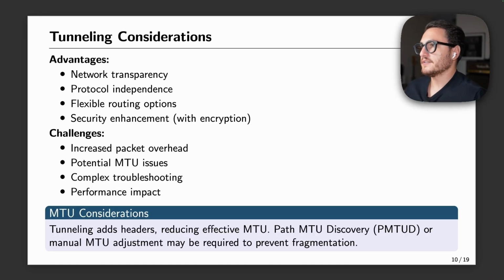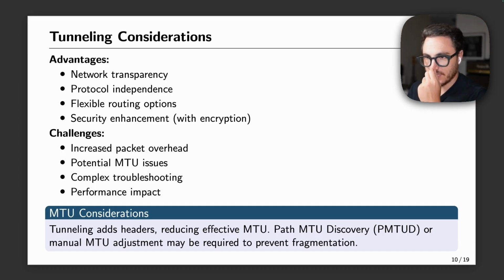There are a few advantages for using tunneling. There's network transparency, meaning that tunneled packets survive also network address translation, because they're just like any IPv4 packet. So it's protocol independent, with flexible routing options, and we can encrypt the original packet as if it was a payload. But there are challenges, because you have increased packet overhead, you're adding a header, and this has potential MTU issues.